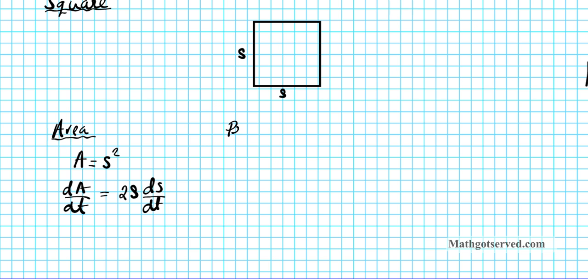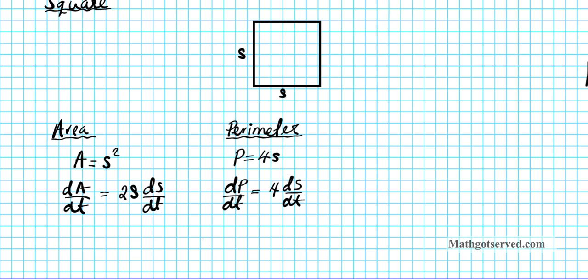Now how about the perimeter of a square? The perimeter of a square is given by, let's say P equals 4s. So if we differentiate this with respect to time to see the related rates formula between the perimeter and the side length, dP/dt is equal to the derivative of 4s, which is simply 4, times the derivative of s, which is 1, ds/dt. Okay, so that's the related rates for perimeter and area.